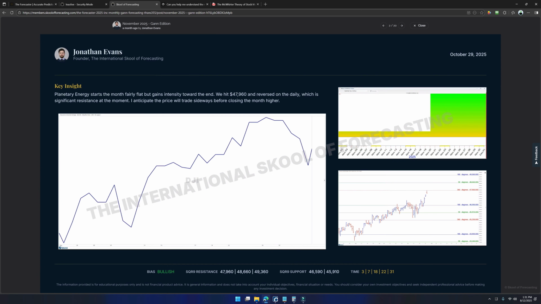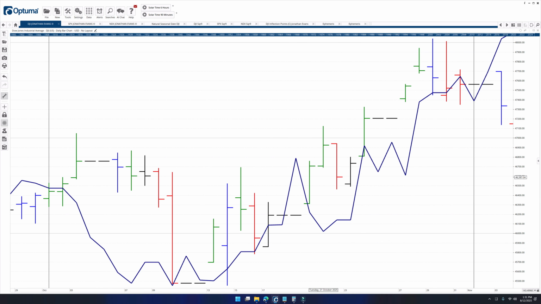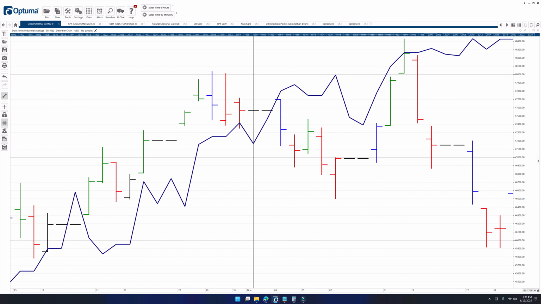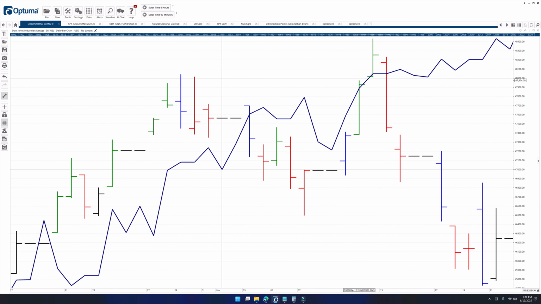We can see here that we had on the daily, this is the square of 9 in the bottom right-hand corner, and we had hit 47,960, and we had reversed on that. So I suggested that perhaps we're going to find significant resistance around the 47,960 mark, and we're going to struggle to really get above it. We're going to take a look at that. So that is right here. This is around that zone, okay? And we can see that we had actually struggled to get above it for quite some time.